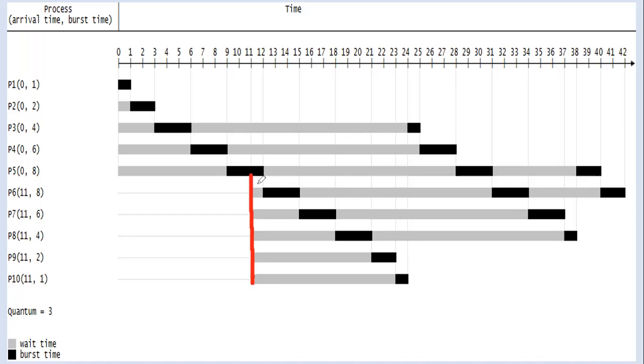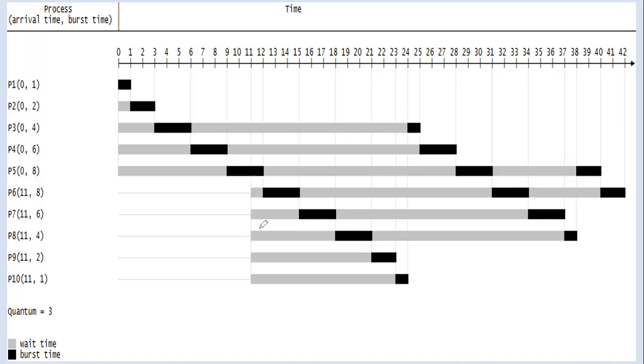So what will happen is once process P5 has been processed for 3 and it is remaining with 5, then process P6, which has a burst of 8, will be given its 3, and it will remain with a balance of 5. Then process P7, which arrived at time 11, will also be allocated its slice of 3. Then the balance of 3 will wait.